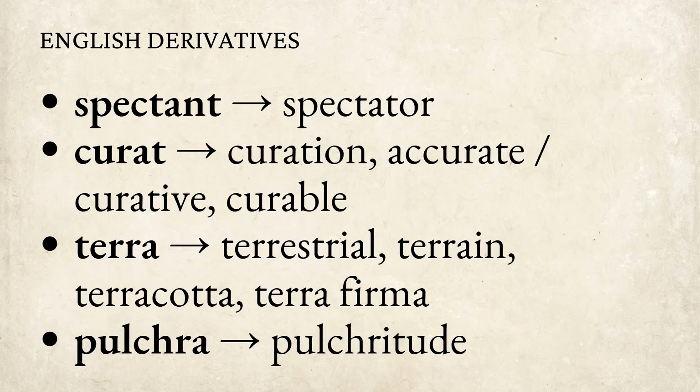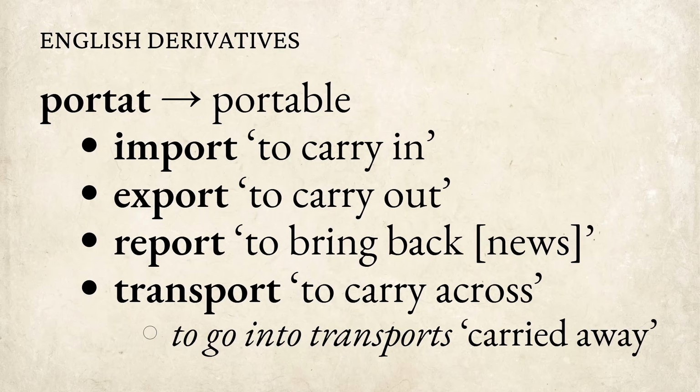And then we also have adjectives such as curative or curable, but the meaning is kind of different. It is about taking care of someone to heal them. Then from terra we have terrestrial, terrain, terracotta. This one is actually curious because it comes from Italian terracotta, which literally means baked mud. And also terra firma, the dry land, as opposed to the sea or the air. From pulcra we have pulchritude, and I left for the end portat.